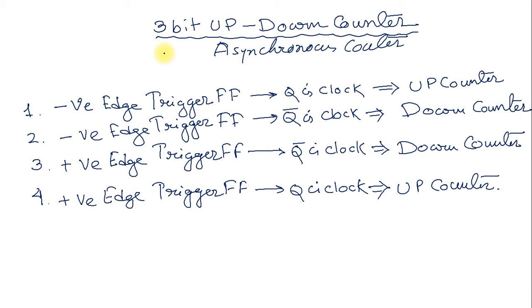These asynchronous counters are also called ripple counters. Why is it called a ripple counter? Because in an asynchronous counter we provide the input to a single flip-flop, that is the first flip-flop or LSB, and after that, in every step, the output of the previous step is given to the clock input of the next step. So that is like a ripple.